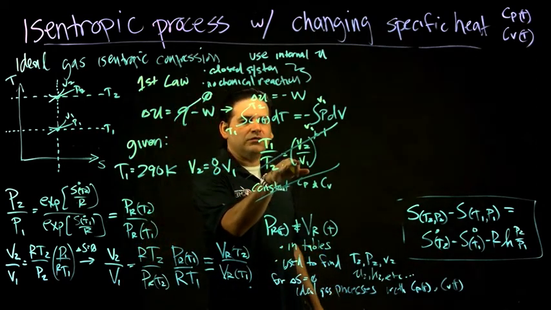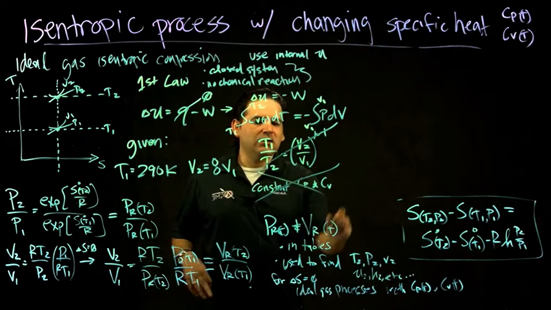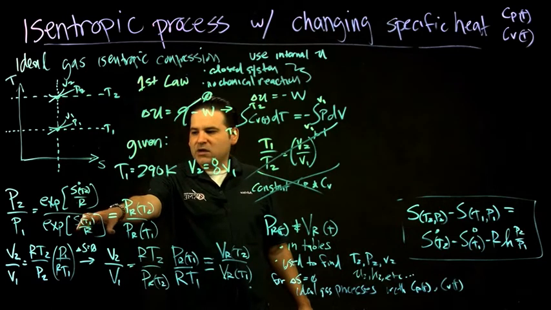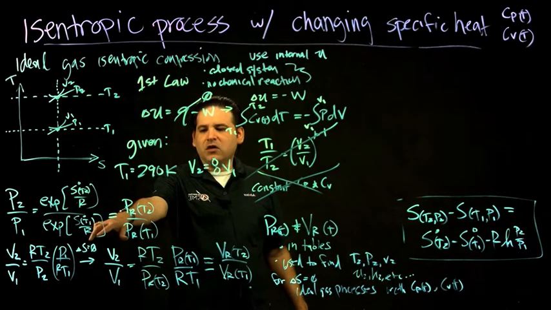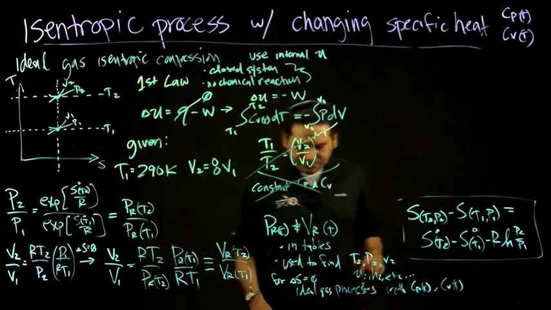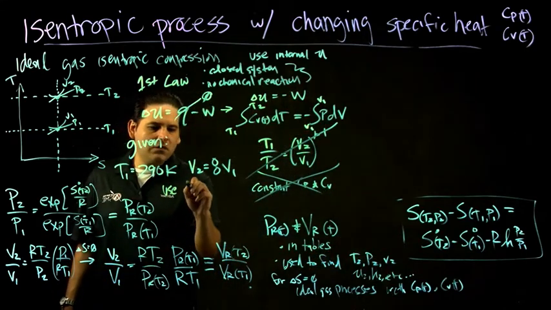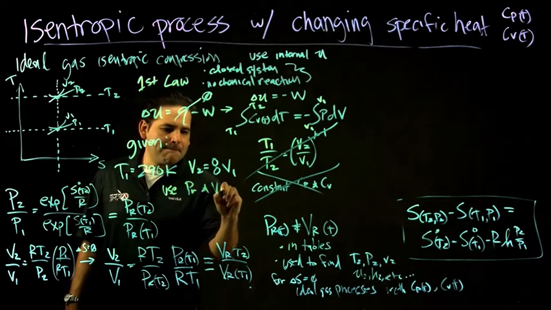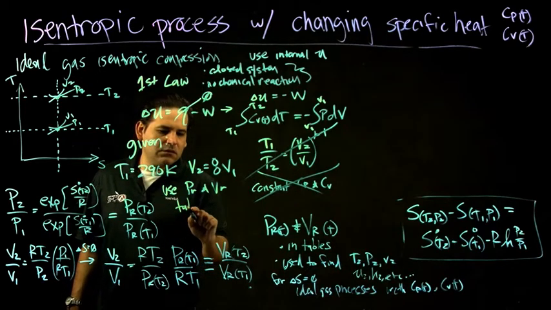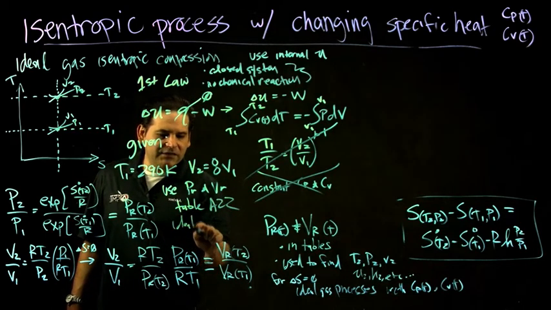We know the volume change, but we cannot use this isentropic relationship because a big assumption was that you had a constant Cp and Cv. So we have to use something different. What we'll use is this concept of relative pressures and relative volume so that we can account for the changing specific heat. Okay, so we're going to use table A22, the ideal gas air table.